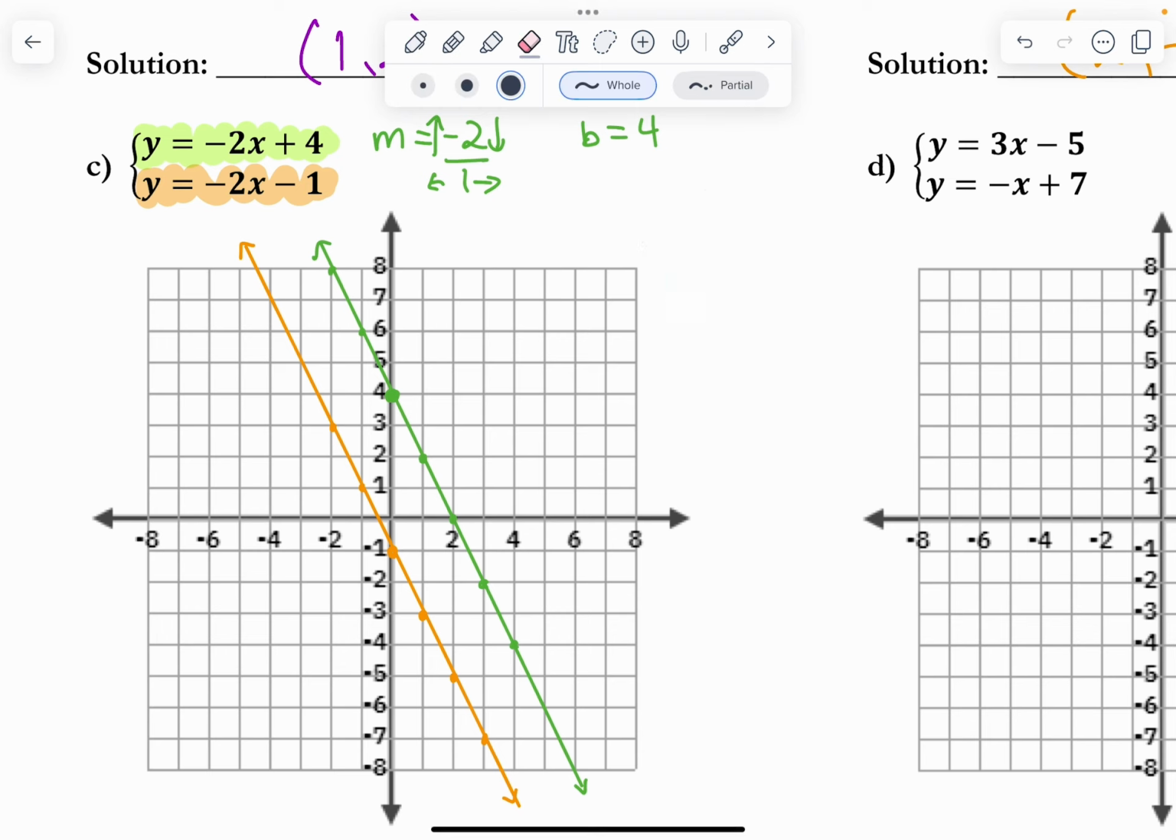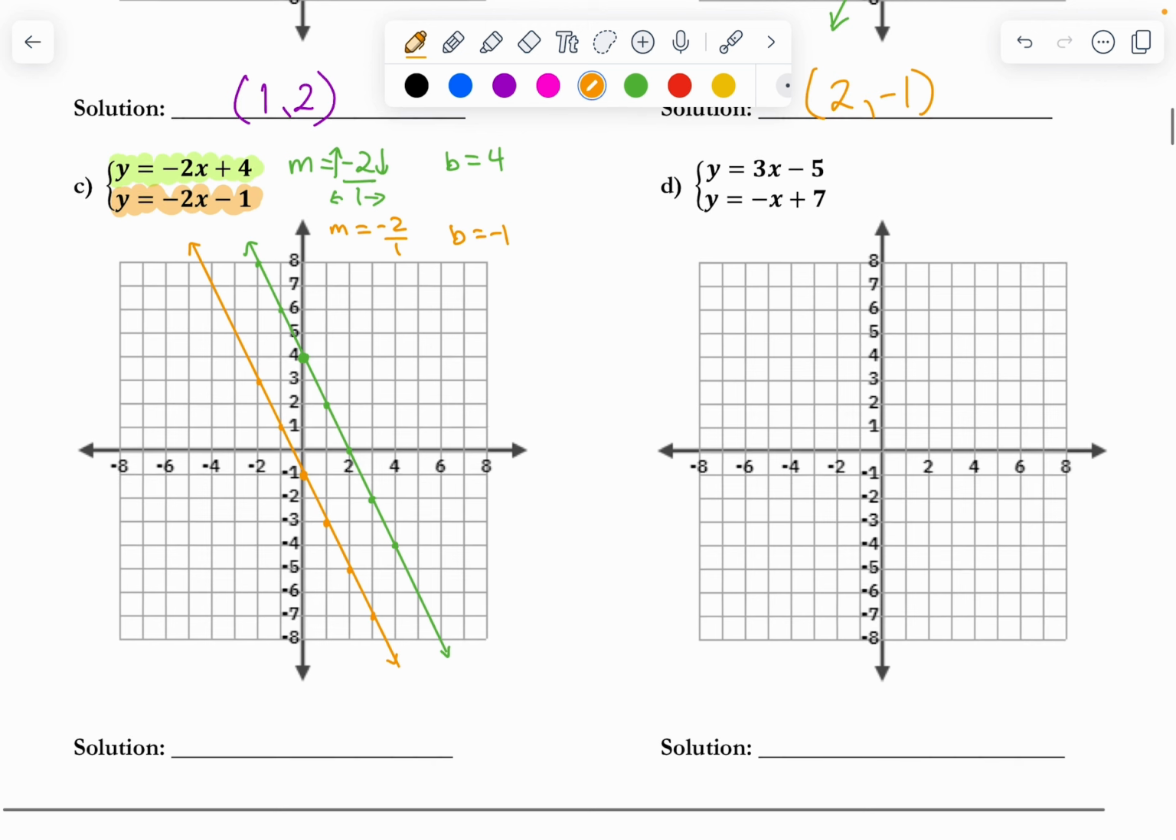So in this case, my 2 lines are parallel because they have the same speed, the same rate of change being negative 2 over 1, but they have a different starting point. If they have the same starting point and the same rate of change, well, then they'd be infinitely many solutions. But because they'll never catch up to each other, this is no solutions. No soluciones. Perfect.